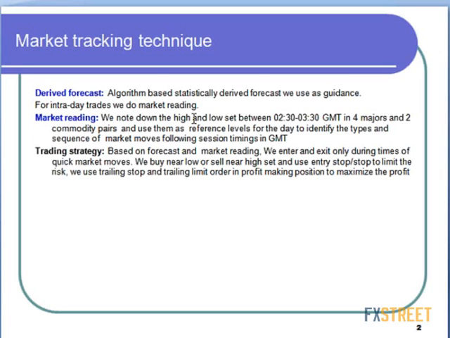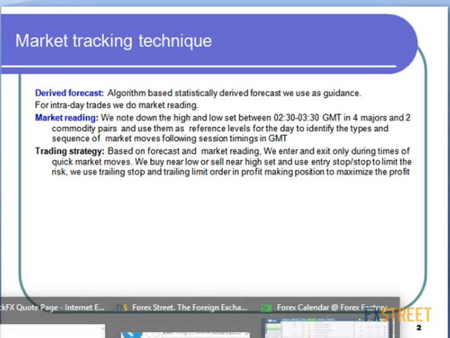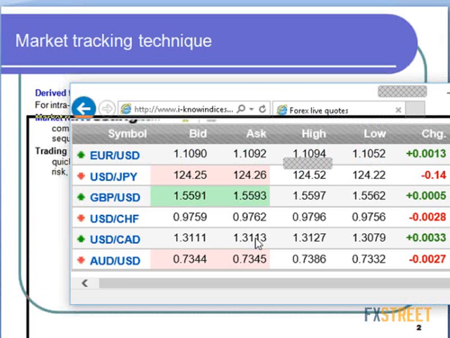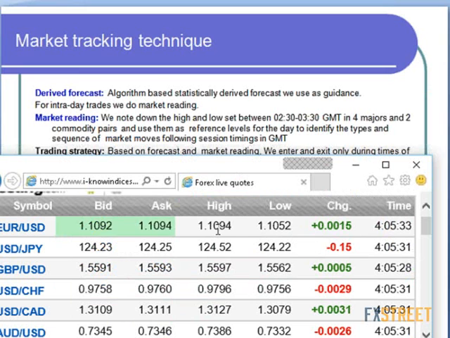Then we go to the market reading. In the market reading technique, we note down the initial lows and the highs on a daily basis around 3:30 GMT in 4 majors and 2 commodity pairs. So here you come across the code page. Here you find the high and the low set for the day. And later on, they just breach the high and go above, or breach the low and go below, and increase the spread between the high and the low.